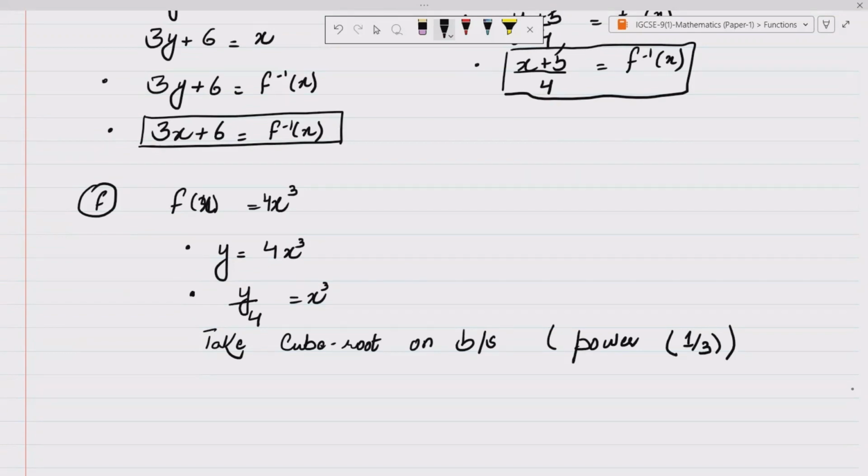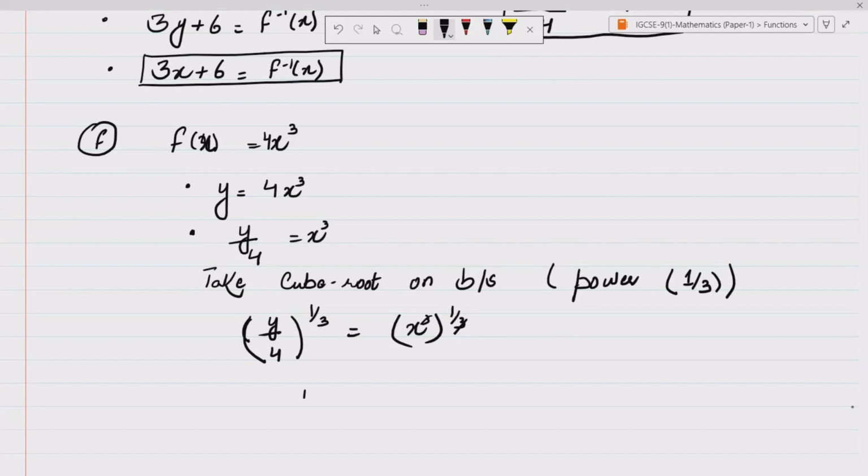So here we have x cube. So we take y upon 4 power 1 upon 3 and x cube power 1 upon 3. Always do the same thing. Whatever power you got, if you got x power 4, take power 1 upon 4. So it helps us cancel out this 3 with this 3, and what we are left with is just x. So I can open it, y raised to the power 1 upon 3, over 4 raised to the power 1 upon 3 equals x.